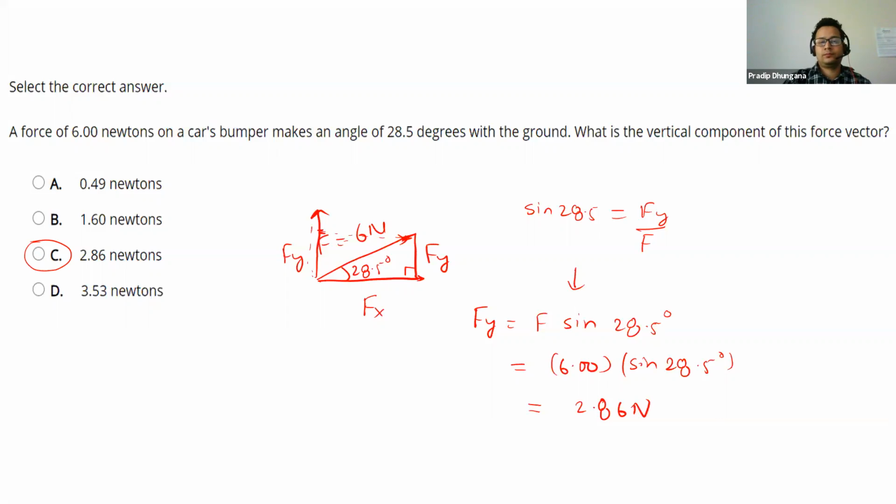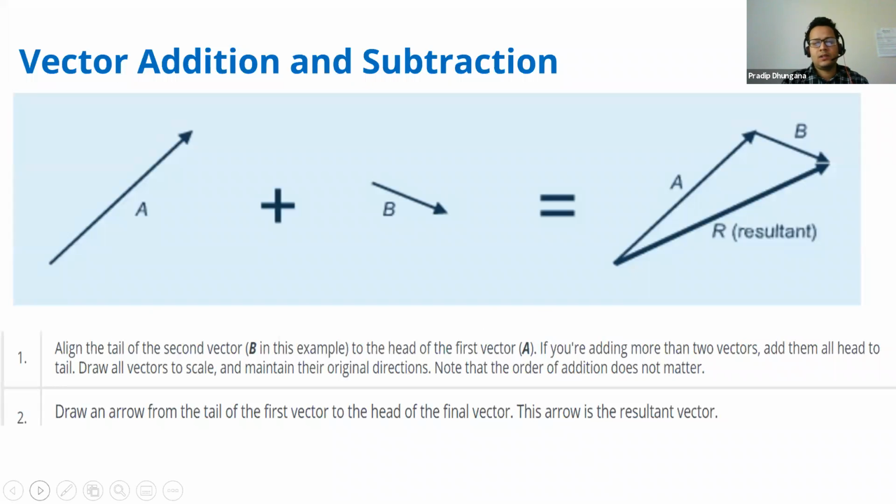Correct choice is C. Now let's go to the next slide. Now let's talk a little bit about vector addition and subtraction. I'll explain from the figure and then I'll read those two points and explain it.